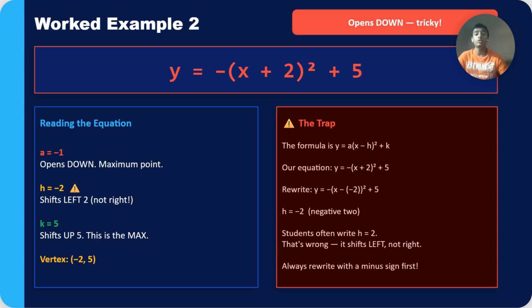So pay close attention. Now k equals 5. So the vertex is at (-2, 5). That's the peak. That's the basketball's highest point. Always rewrite the equation with a minus sign explicitly before reading h.